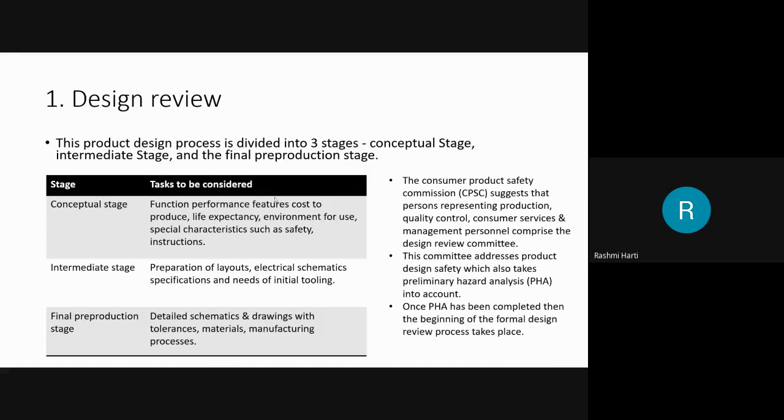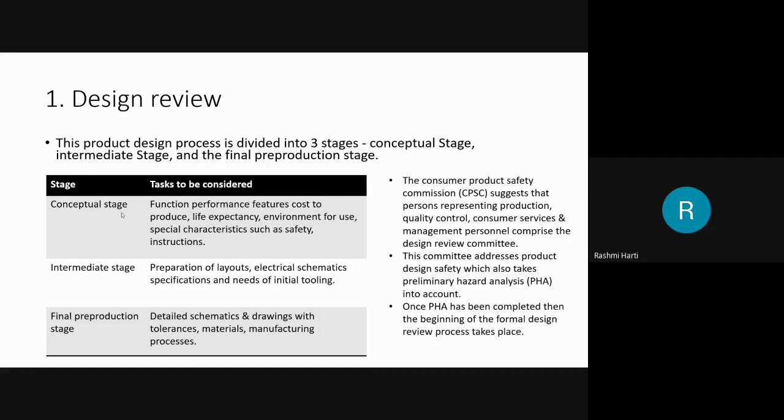So here, if you look at design review, the product design process is divided into 3 stages: the conceptual stage, the intermediate stage, and the final pre-production stage. The conceptual stage is basically functions, performance, features, cost to produce, life expectancy, environment for use, special characteristics such as safety instructions. Everything is part of the conceptual stage. In certain situations, what exactly you are supposed to do, right? All those things come into the conceptual stage.